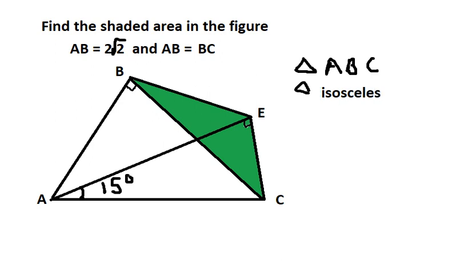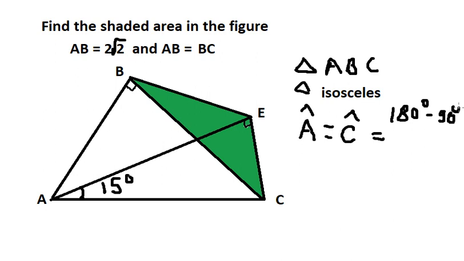So that means the angle in here equals this angle in here. We know that angle B is 90 degrees. So we can find angle A equals angle C, which is 180 degrees minus 90 degrees, divided by 2, and we have 45 degrees.